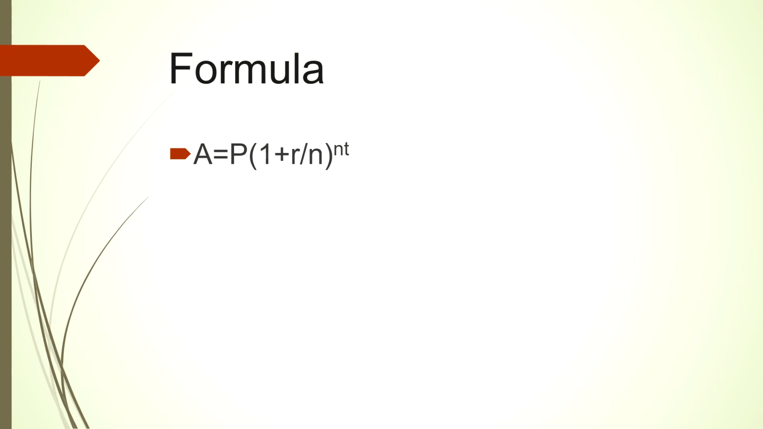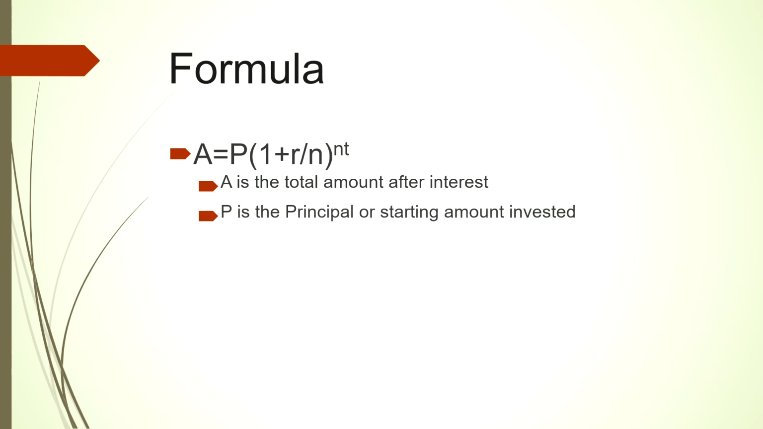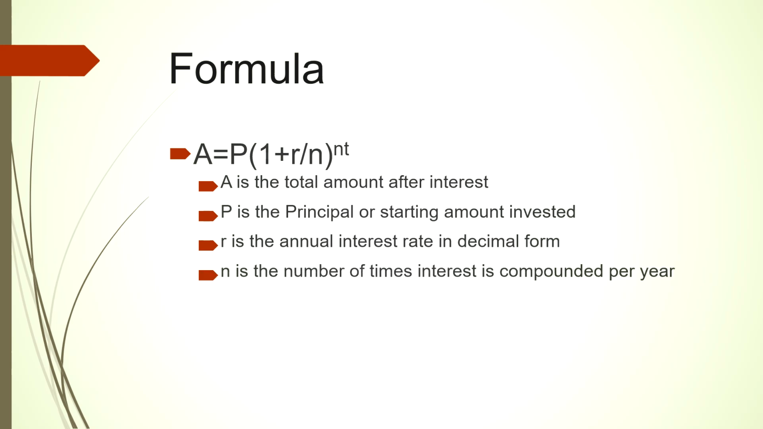Total amount is equal to principal, parentheses 1 plus r divided by n, close parentheses, to the n times t power. And of course, A is the total amount after interest. P is defined as the principal or starting investment. R is annual interest rate in decimal form. N is the number of times interest is compounded per year. And T is the time in years.